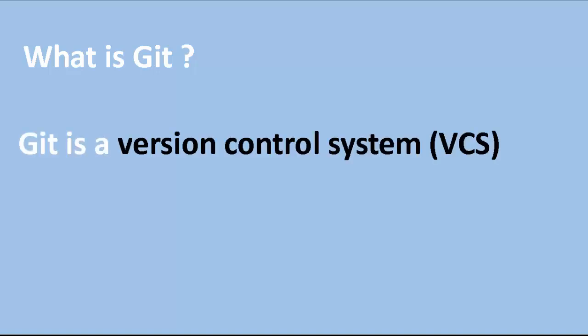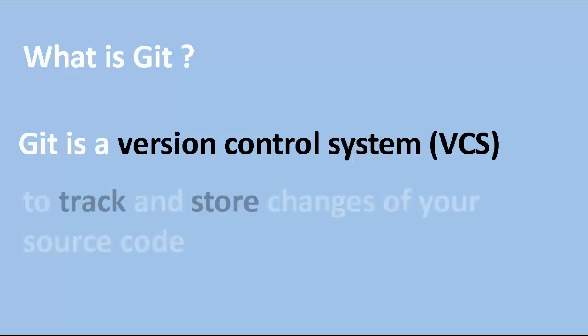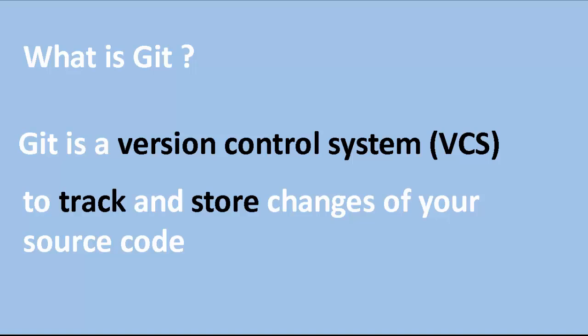In this lesson, first we will try to understand what is Git, and then we will have a hands-on discussion of Git commands. So let's get started. So what is Git? Git is a version control system, VCS, to track and store changes of your source code. This is what basically Git does.